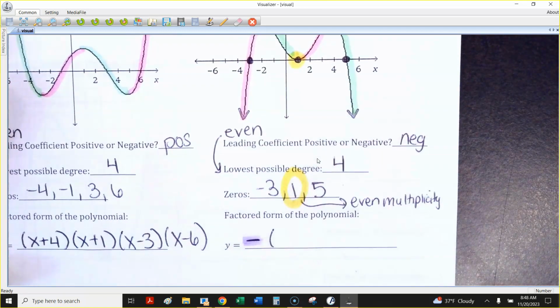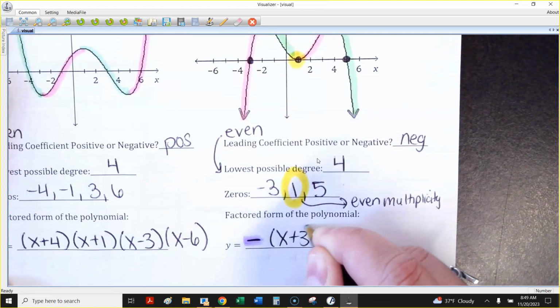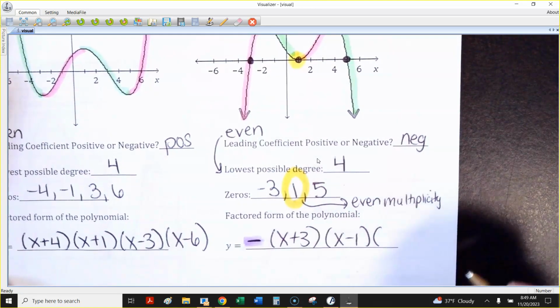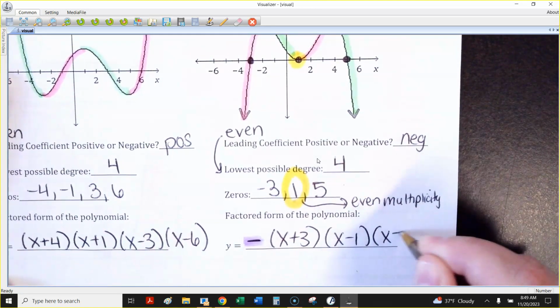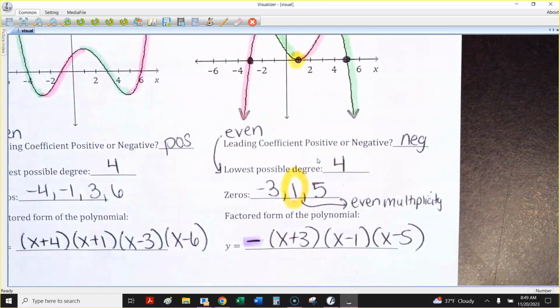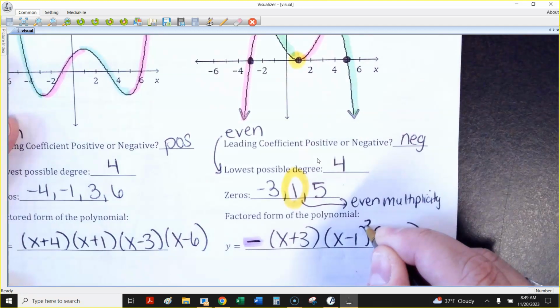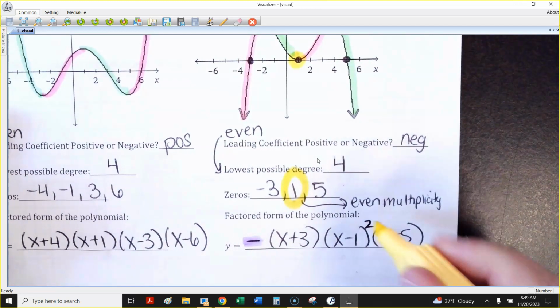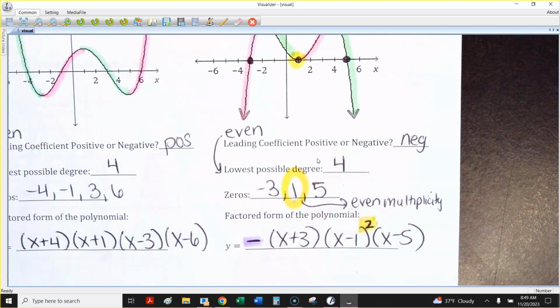The linear factor that goes with -3 would just be x plus 3. The linear factor that goes with 1 would be x minus 1. And the linear factor that goes with 5 would be x minus 5. Now here's the deal. It bounces at the 1. So you can use any even number you want, I usually use 2. Just put an even exponent on that factor where you have the bounce. You could use a 4, you could use a 6, it's completely up to you. I usually just use a 2, but make sure it's an even exponent so that you know it bounces.